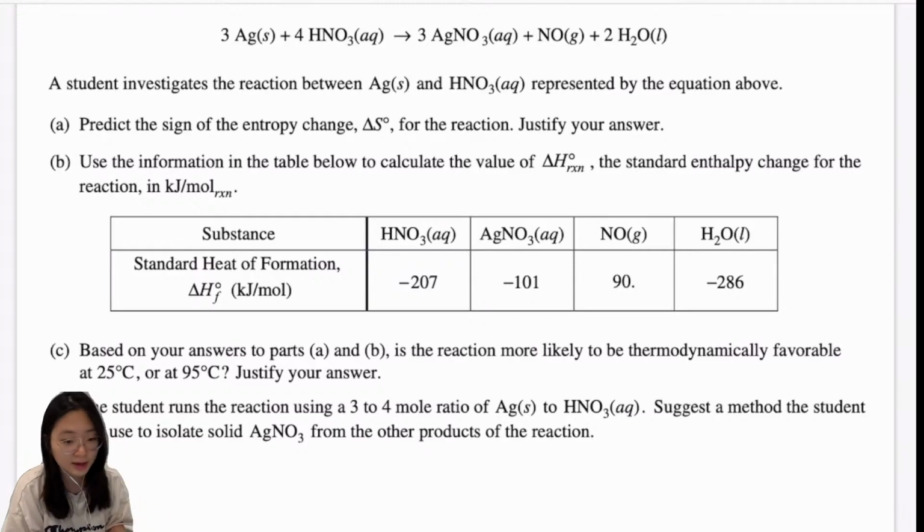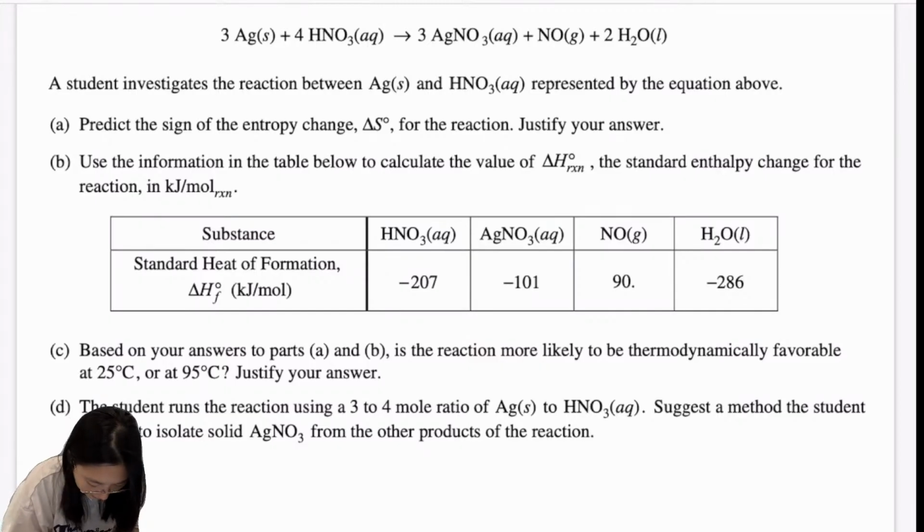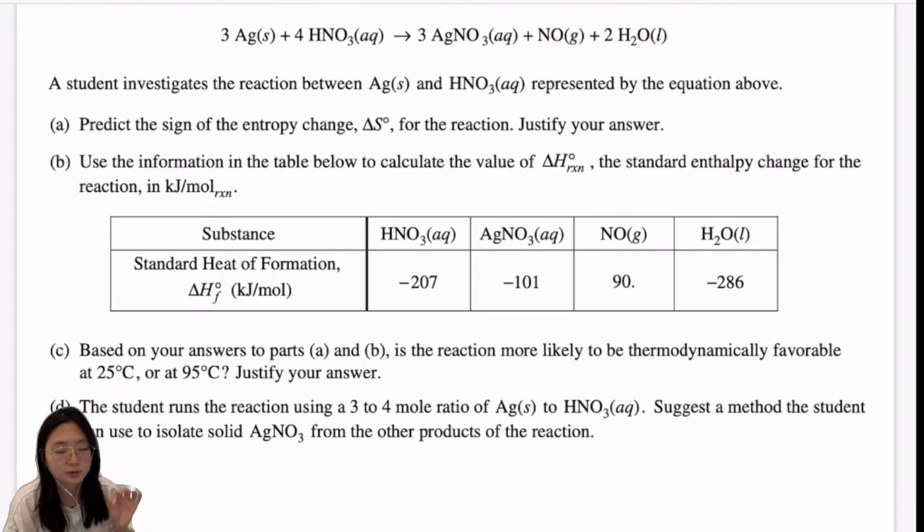So again, I'm going to pay attention to the number of moles of gas. For the reactants, I have 3 moles of the solid and 4 moles of the aqueous. For the products, I have 3 moles of aqueous, 2 moles of the liquid, and 1 mole of gas. Gas has a really, really big entropy compared to liquid or solid, because in the gaseous state, particles are far away from each other and free to move around in the container. So obviously the entropy has changed for the forward reaction.